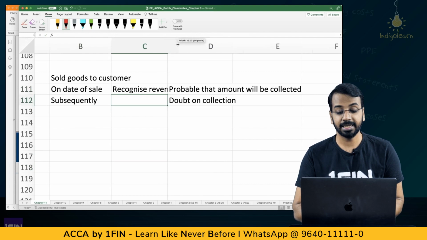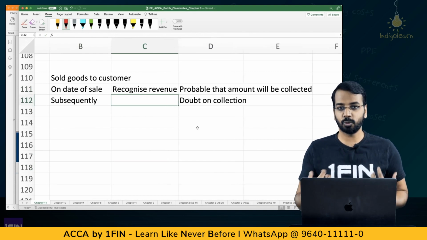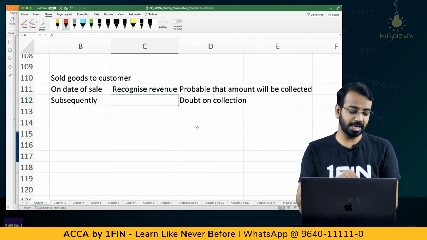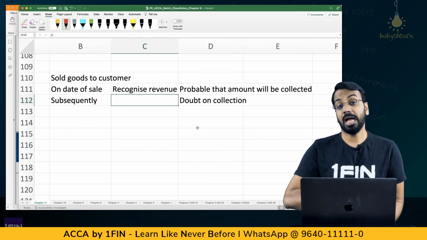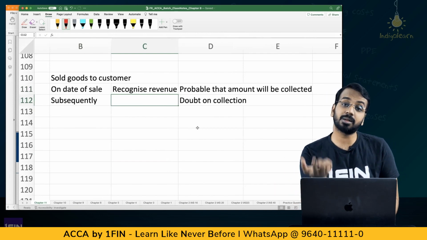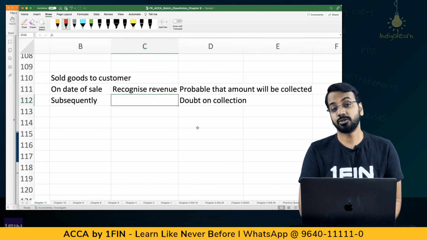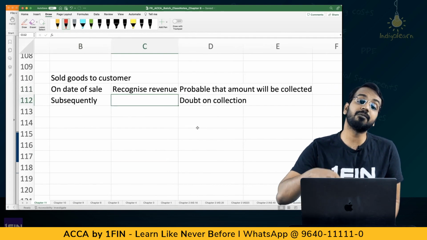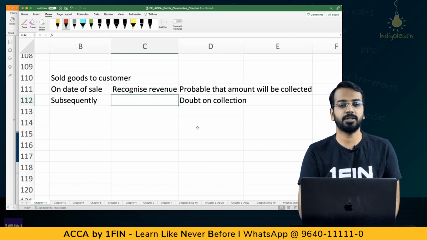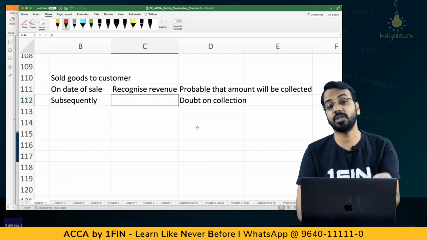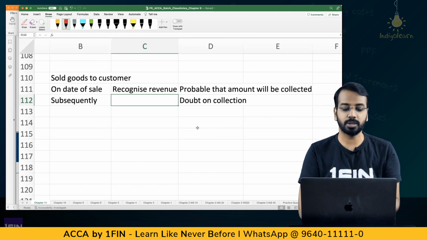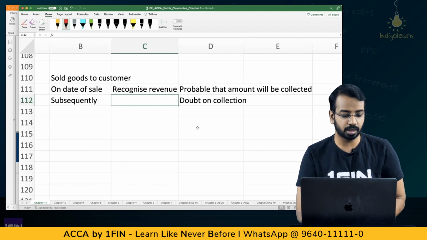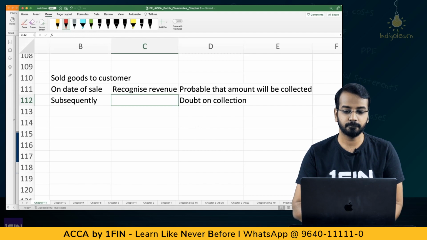Now, subsequently, if there is a doubt on collection, so today when I sold to the customer, I knew I will collect 10,000 rupees from the customer. After 1 month, I realized that this customer will not be able to pay me 10,000. So in that case, should I reverse revenue as per IFRS 15? Should I say that the earlier revenue that I recognized was incorrect and now I'll reverse it? Can I do that, or what should I do? Can you give your thoughts in the chat box?